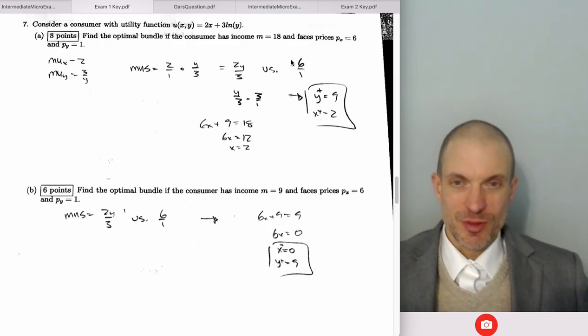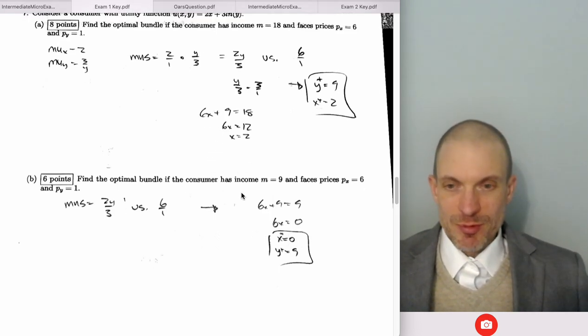I'm going to compare that to the price ratio, which is 6 over 1. And then solving really quickly, we find the optimal amount of y is 9. And then using my budget constraint, if I consume 9 units of good y, and I have $18 available, that gives me the ability to buy 2 units of good x, given the price of good x is 6.